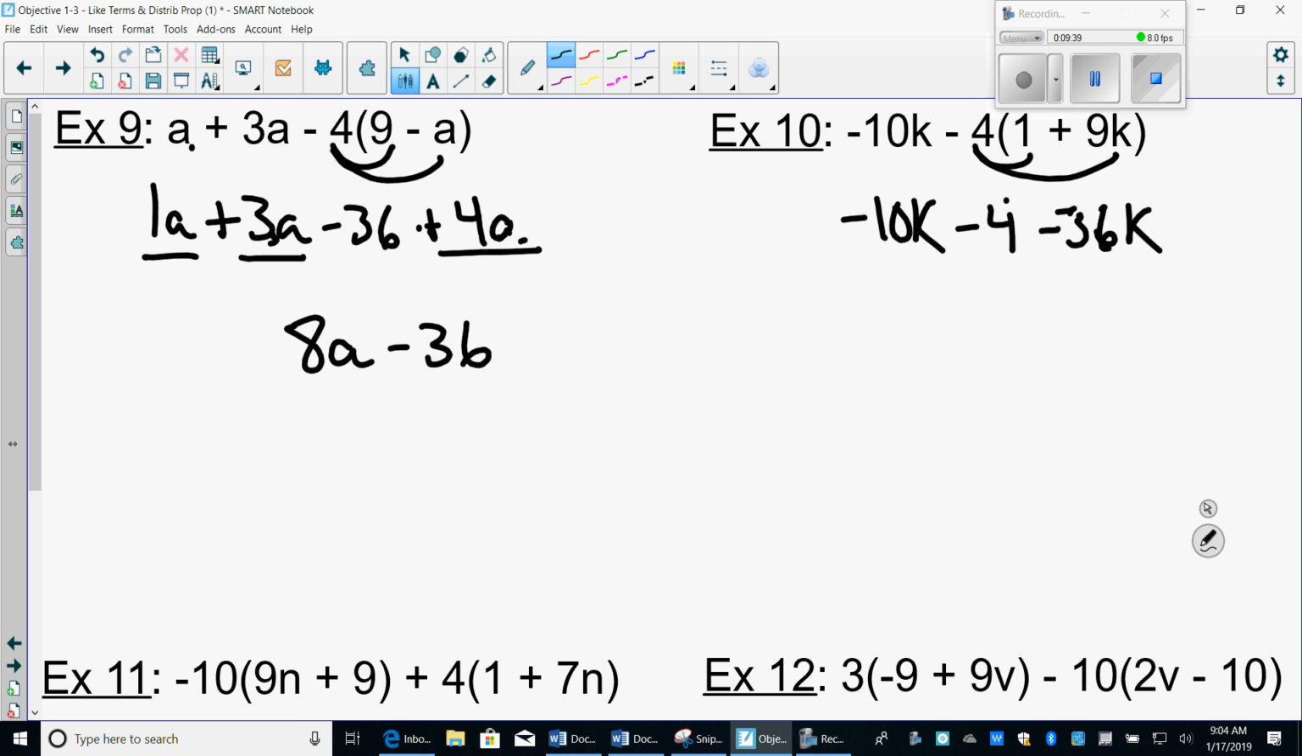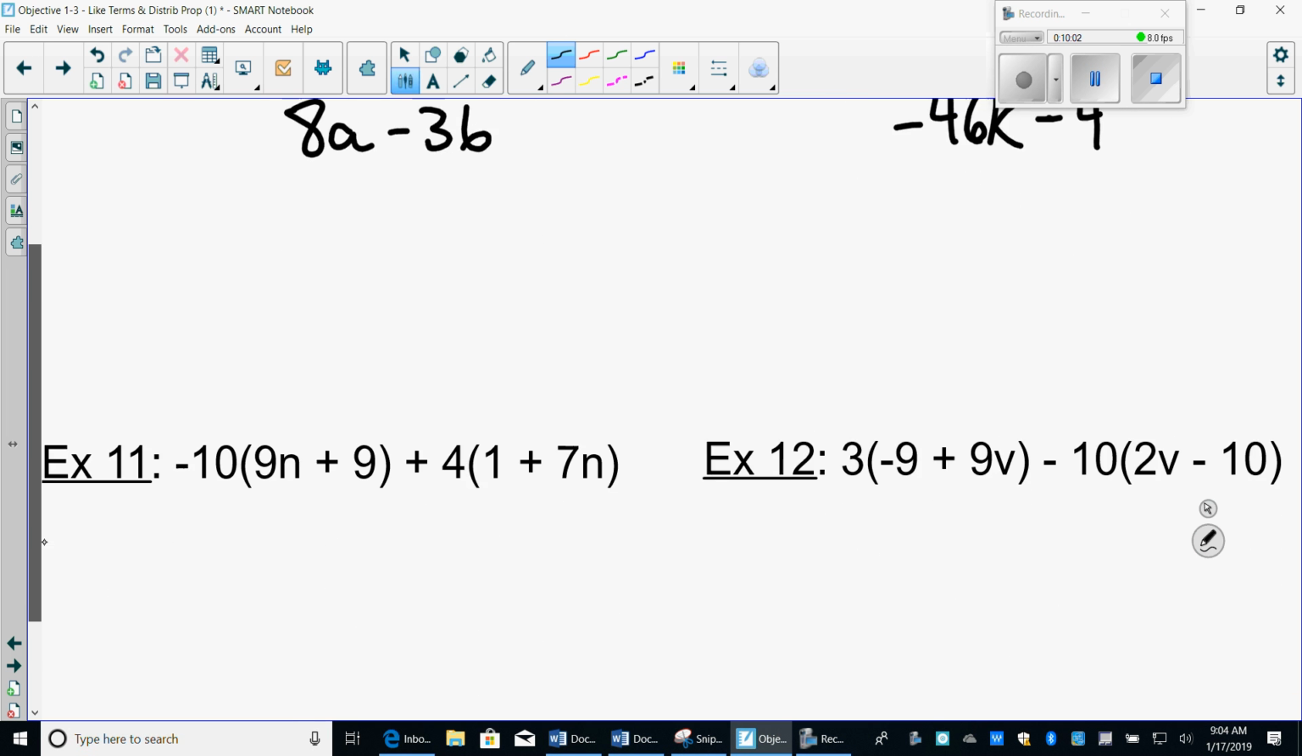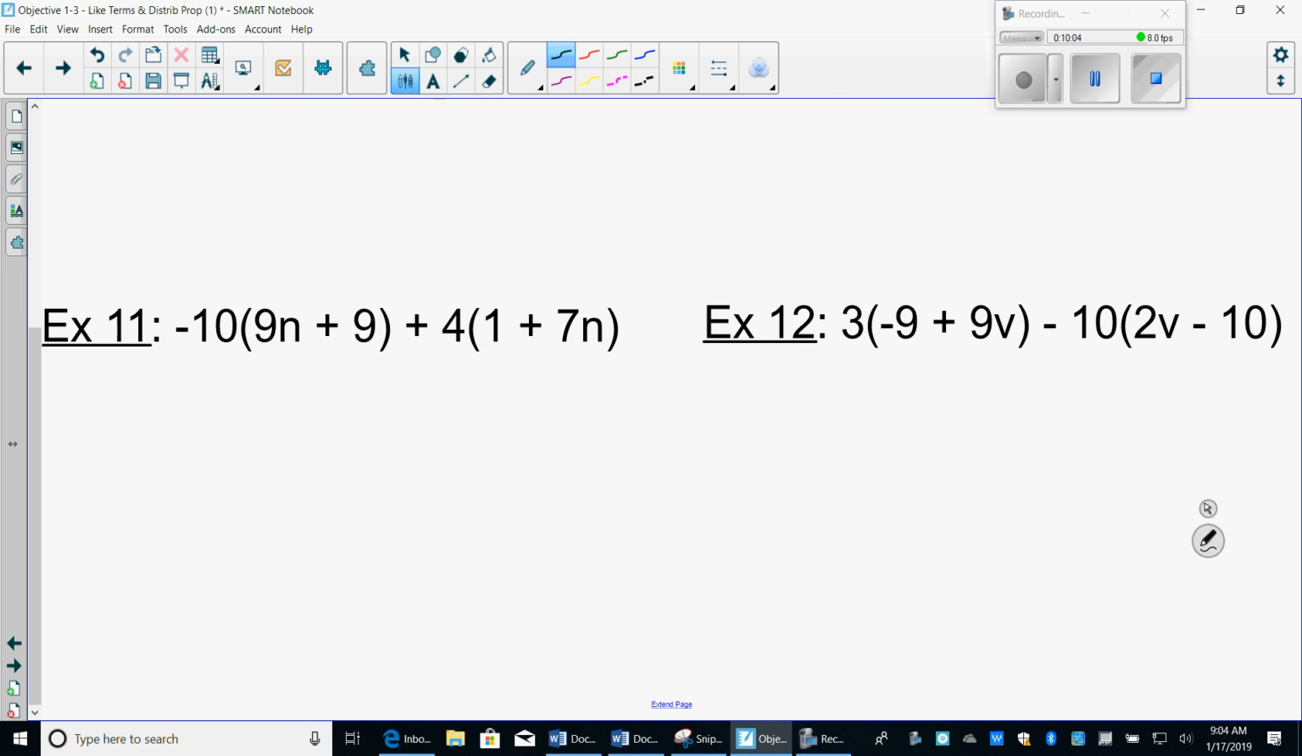What matches? Negative 10k and negative 36k is going to give me negative 46k. And again, if you're not good with subtracting and adding positives and negatives, I am okay for you to put that in your calculator. Okay? And then I'm just going to drop the negative 4 down. Questions? All right. Last two examples. While you're working on that, I'm going to hit pause. All right, here we go.